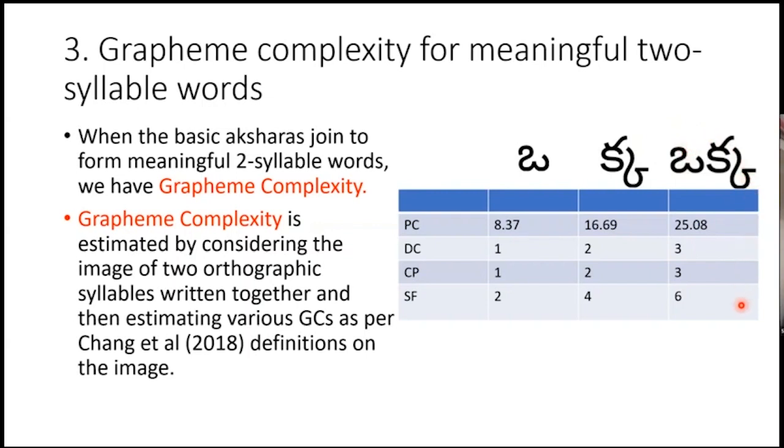And we see that the values for DC, CP, and SF are linearly added, and for PC, almost linearly added. So there is a slight approximation there.